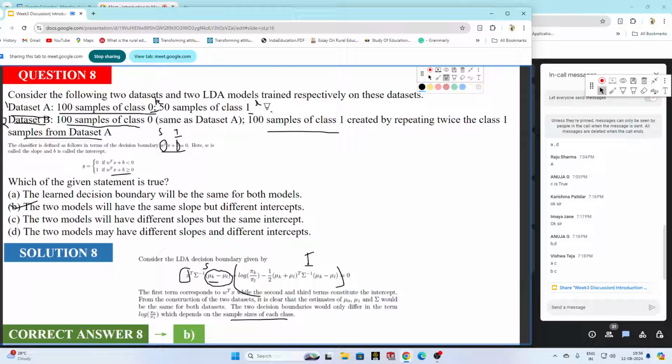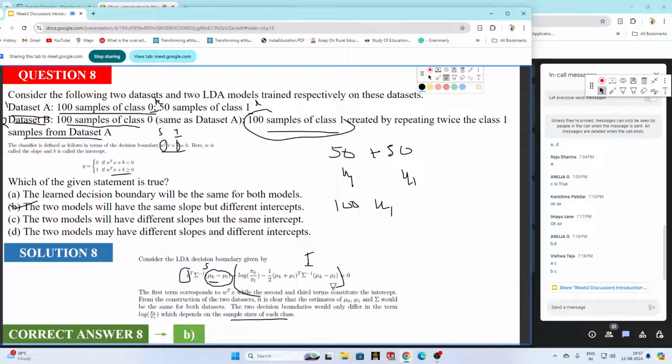But the thing is, this 100 sample set is created by repeating the class 1 samples from dataset A twice. That means the 100 samples are created by repeating 50 plus 50 samples. This 50 has mean mu1 and this 50 has mean mu1. That means for the 100 samples the mean will be mu1 only. So the mean is equal for both. If we compare both models, this mean is equal, so the slope term will be equal for both models.